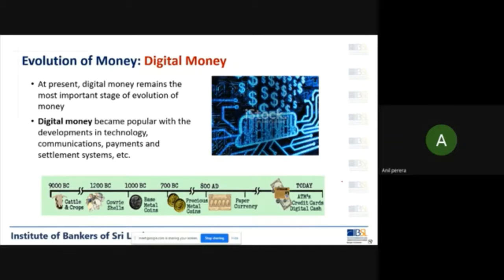For example, we talk about virtual currency today. Virtual currencies are basically computer generated money. You can call them computer algorithms. Today we also talk about smart money, mobile money, cryptocurrency. All these are based on the concept of digital money.